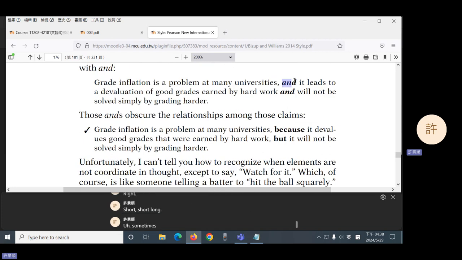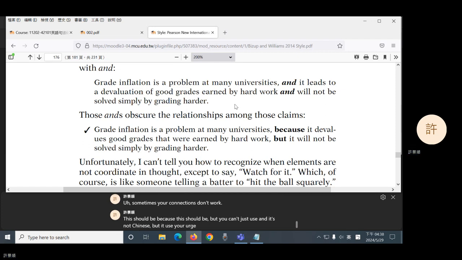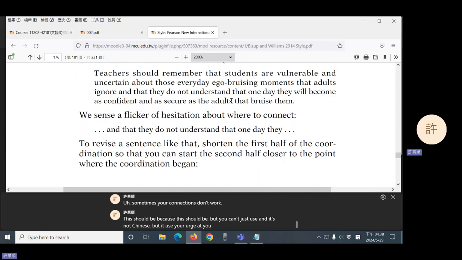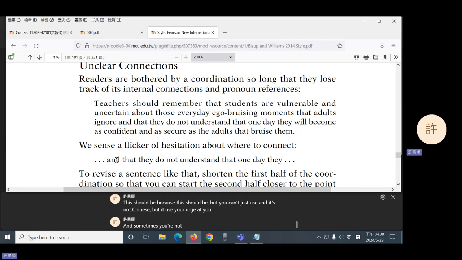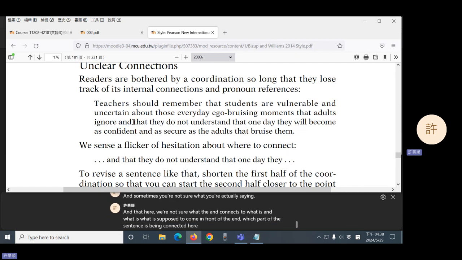Sometimes your connections don't work. This should be because, this should be but. You can't just use and. It's not Chinese, but it's using er. And sometimes you're not sure what you're actually saying. And that here, we're not sure what the and connects to. What is supposed to come in front of the and? Which part of the sentence is being connected here is unclear. If you have this kind of situation, you should rewrite.